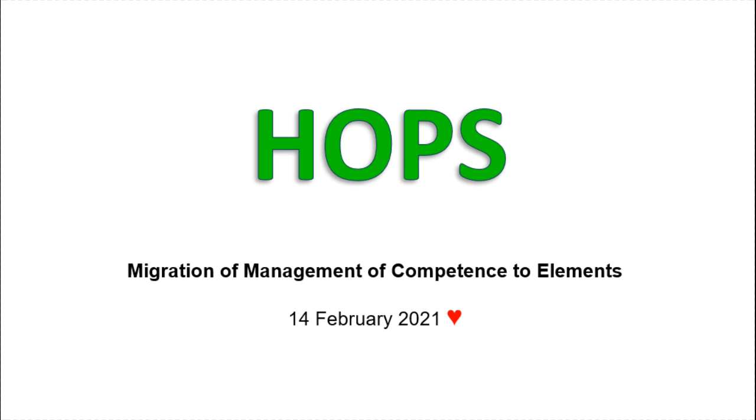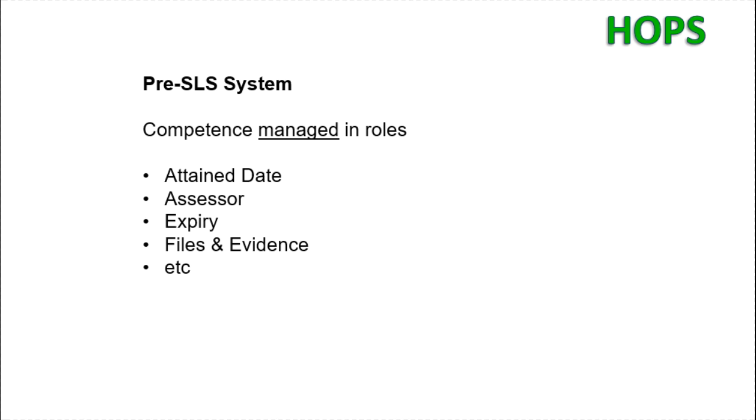with regards to roles and elements. So in the pre-support license system, before we had the HOPS support license scheme, competence was managed in roles. And what I mean by managed is the recording and supervision of the attained date, who the assessor was, when it expires, files and evidence, all that stuff. It was all managed in roles.